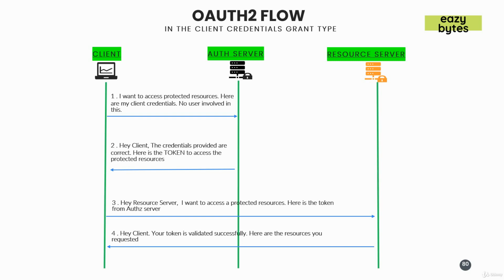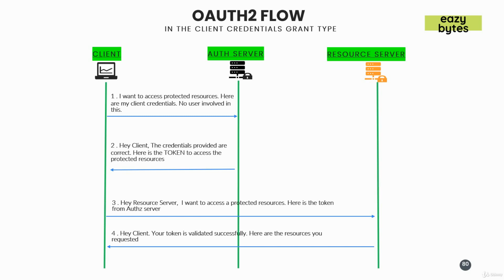As you can expect, this is the flow that will happen inside the client credentials grant type. In the very first step, the client will directly call the auth server. When I say client, it's one of the backend applications. It makes a request to the auth server to get the access token by passing the client credentials, like its own client ID and client secret, which it received initially when it registered with the auth server. And since there is no user involvement here, no user credentials will be shared.